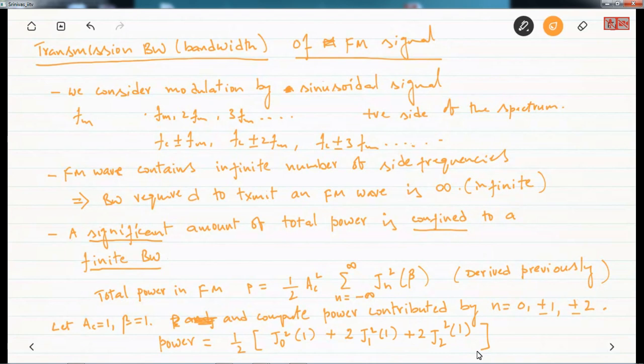So this is the power if I consider only n equal to 0, 1 and 2. That is, n equal to 0, n equal to plus 1, plus 2, and n equal to minus 1, minus 2, right? So understood. And we are considering beta equal to 1, and then this power will be whatever this will be.